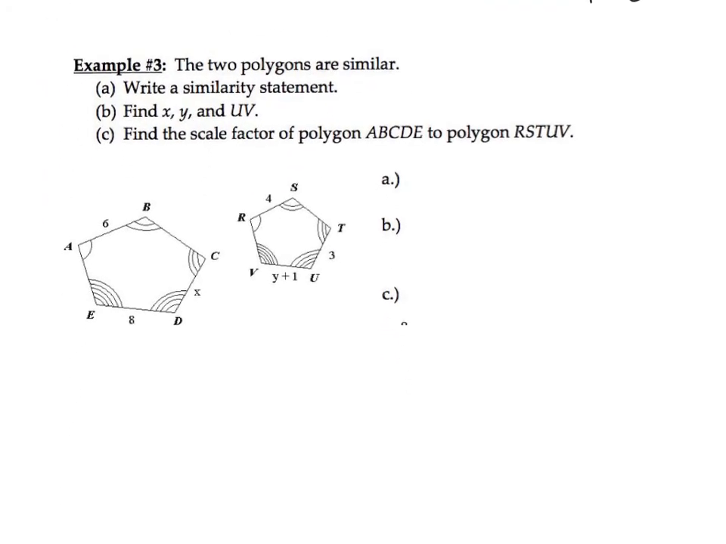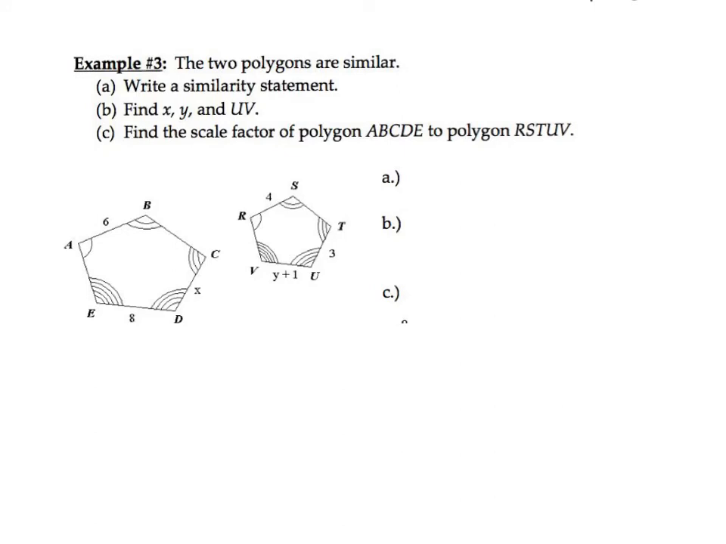Looking at our last example, we know our two polygons are similar. So first we want to write our similarity statement, then we want to find x, y, and UV, and lastly we want to find the scale factor of polygon ABCDE to polygon RSTUV. So let's start with that similarity statement.